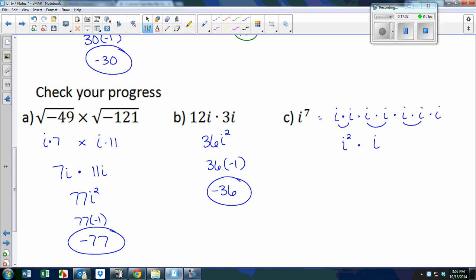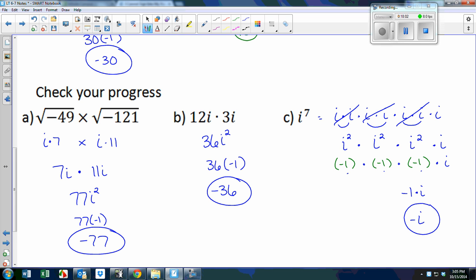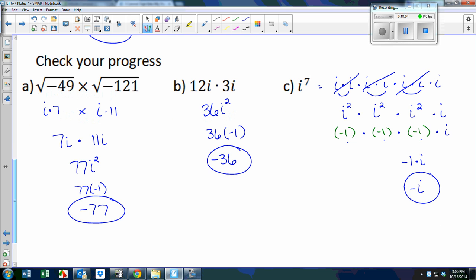I can make a second i squared with the second 2 i's, and I can make a third i squared with those 2 i's, and I still have a leftover i, which means when I replace those with -1s, I have 3 -1s being multiplied, and then an i being multiplied. So -1 times -1 makes +1, times the third -1 makes -1, times i, or -i. All right, there's definitely other ways to do that problem, and we'll see those in the homework.